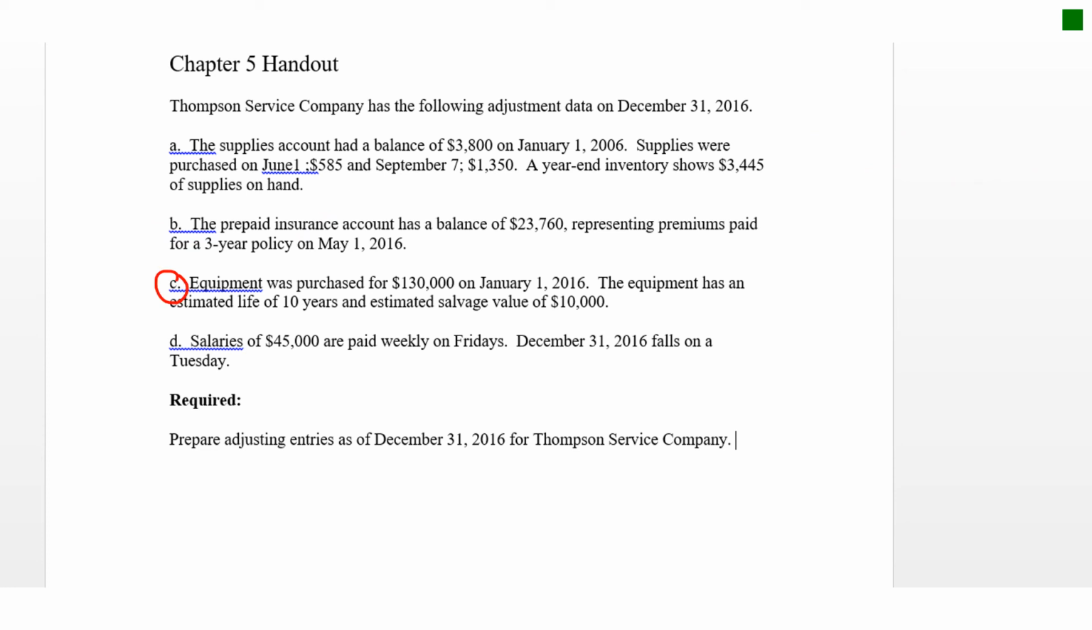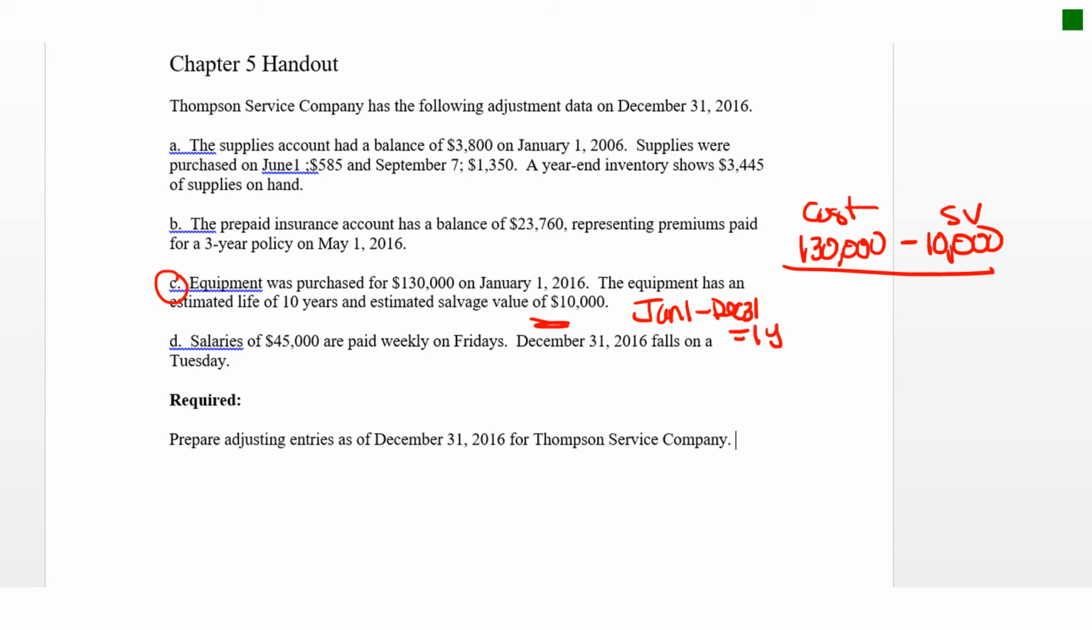On C, here's your equipment adjustment. It said you purchased it for $130,000. That represents cost. The salvage value is $10,000. So the straight line method says you subtract the salvage value, cost minus salvage value, divided by the estimated life. If you've got 10 years, we know that's also 120 months, but because in this case our time period is January 1 through December 31st, which equals 1 year, this one's probably easiest. Once you take 130 minus 10, just divide by 10 years, and that would be your adjusting entry for 1 year of depreciation.